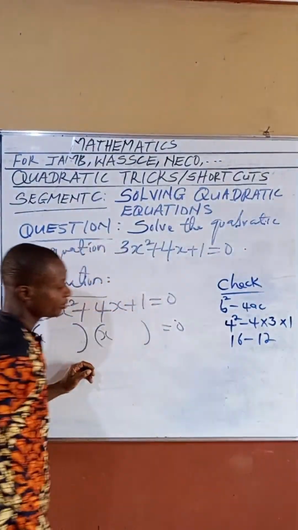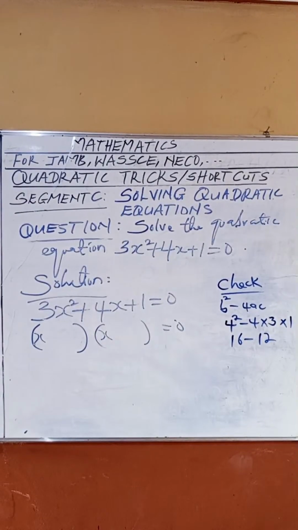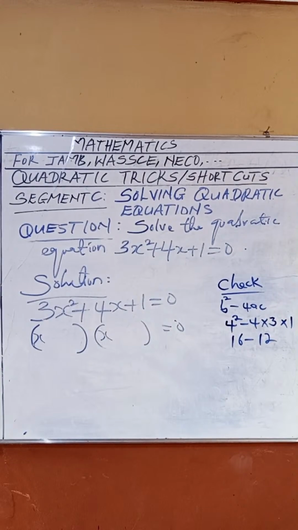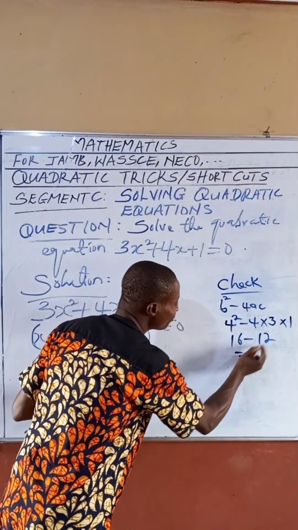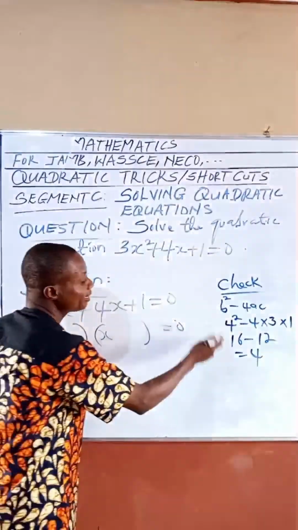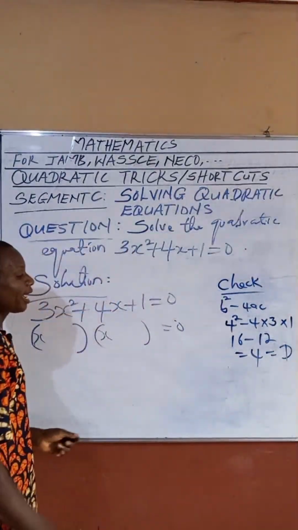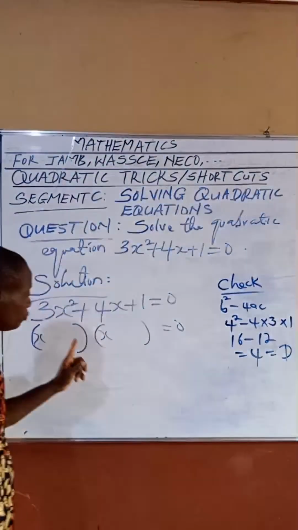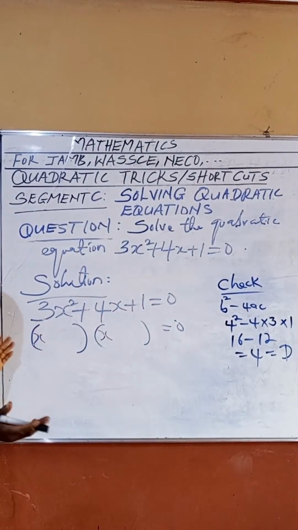So who can tell us, is it a perfect square or not? Is it factorizable or not? Let me hear from you. Yes, it is factorizable because we have 4. This 4 is called the discriminant. When we take the square root of 4, we get 2, which means we can factorize the expression.